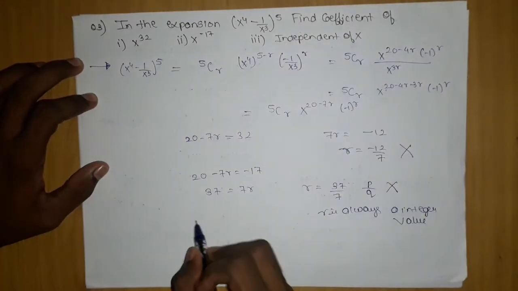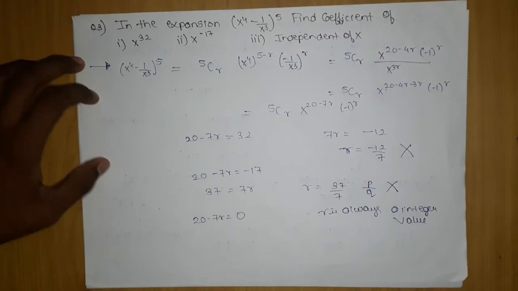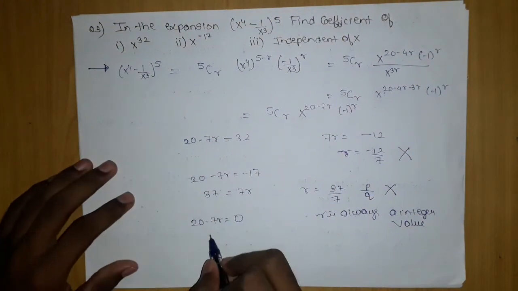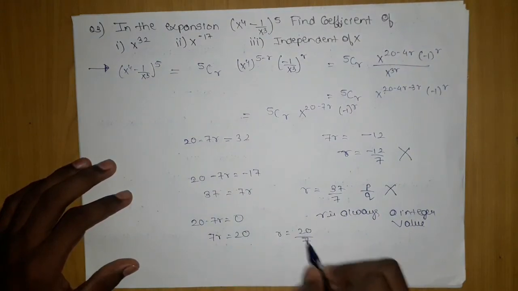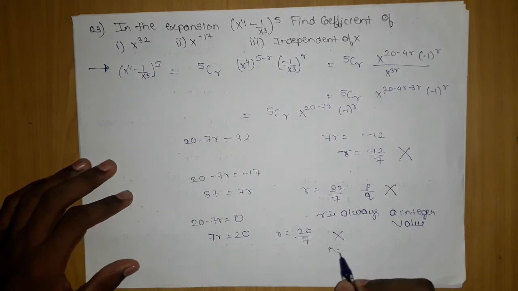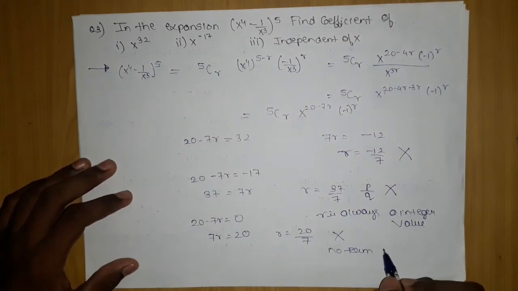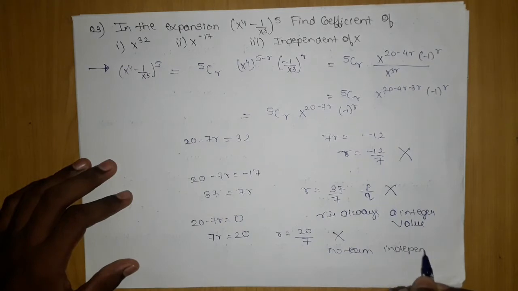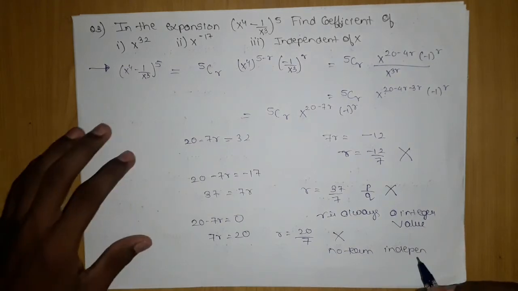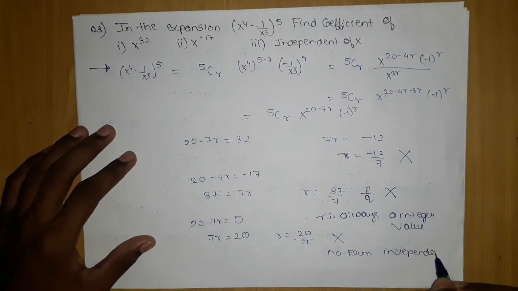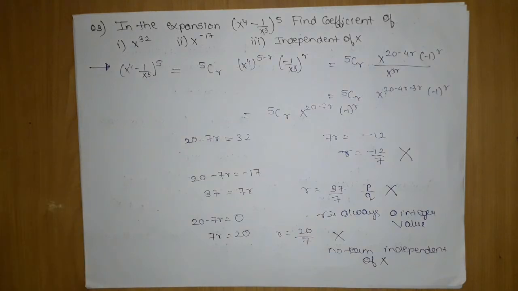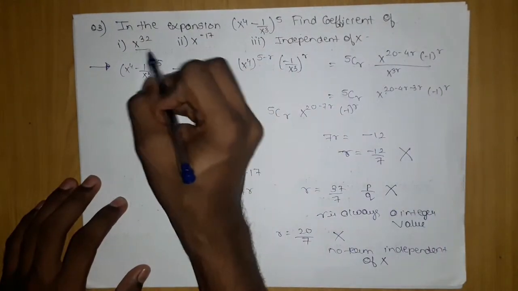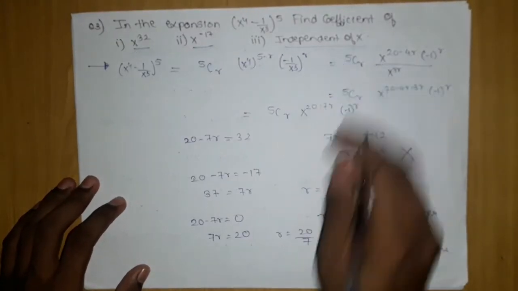Now independent of x means 20 minus 7r should become 0. If it happens, then what should r be? 7r equals 20, so r will be 20 by 7, which is again a fraction, so not possible. So no term independent of x. So hope you have understood these questions, all three things which were required: x^32, x^-17, and independent of x.